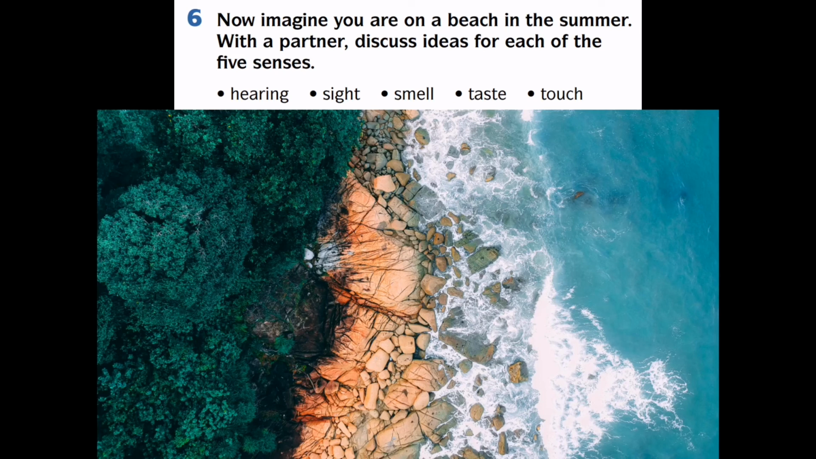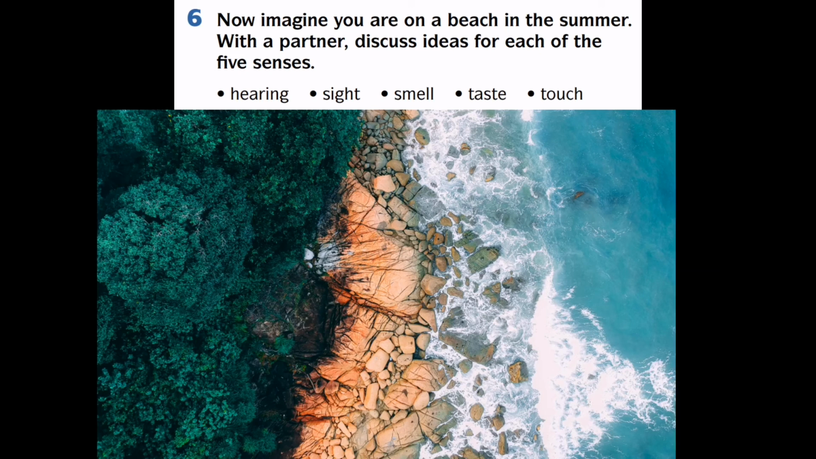When we talk about senses here, hearing, sight, smell, taste, and touch, that means you have to imagine this situation. You are on a beach in the summer, so think about what you would hear, what you would see, what you would smell, those things that you can actually experience if you are on a beach in the summer. If you need time to do this, simply pause the video. If you are ready, let's continue.